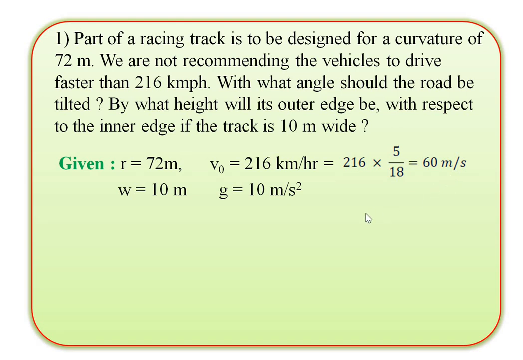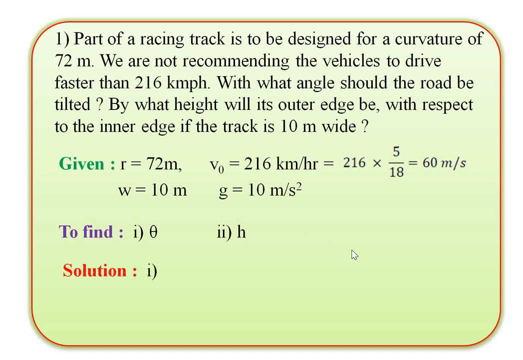Next given in the problem is the width, that is W equals 10 meter, and g, the acceleration due to gravity, is 10 meter per second square. So this is the given data in the problem. In this problem we have to find first theta, that means the angle, and next the height. While solving the problem in the board exam, first we have to write the formula for this problem.